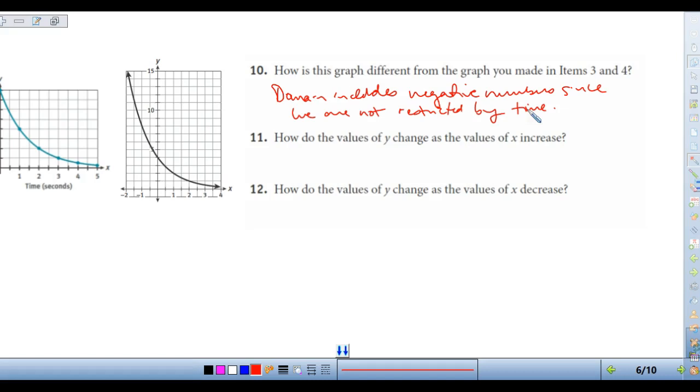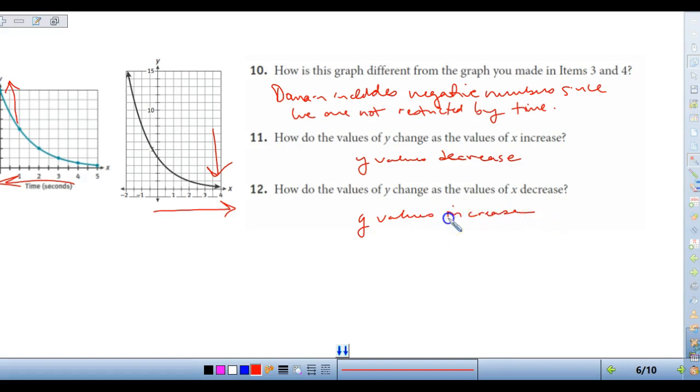How do the values of y change as the values of x increase? So as we go this way on the x-axis, the y values are decreasing. Y values decrease. And how do the values of y change as the value of x decreases? So as we go this way, the y values are going up. So the y values increase as x decreases. So they're kind of opposites in this case. That's what decay does.